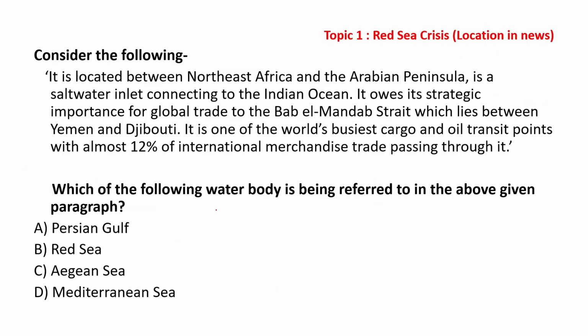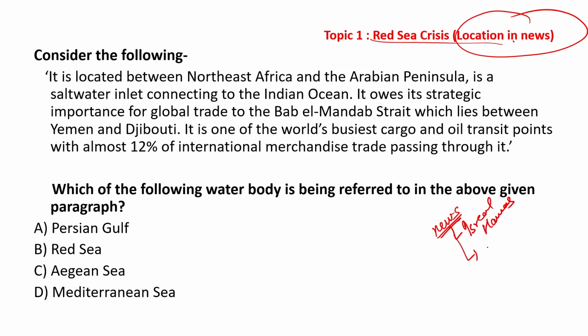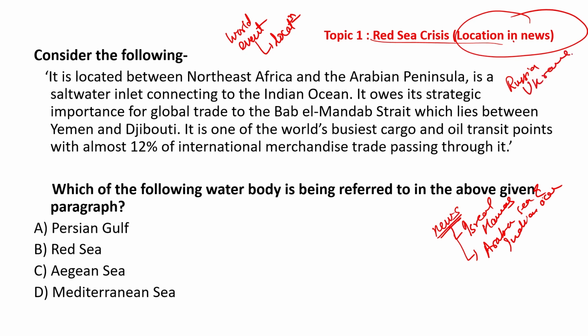The Red Sea crisis, and that has actually put the location in perspective. If we look at the news, like I said, it is related to the Israel-Hamas conflict, but we are looking at the Arabian Sea and Indian Ocean, where ships are being attacked frequently. So whenever some world event is in news, the location is important. For example, with regards to Russia, Ukraine, regions like Donbass, the Russia-Ukraine border, Crimea, all those things are important.